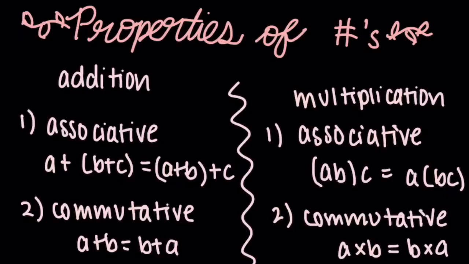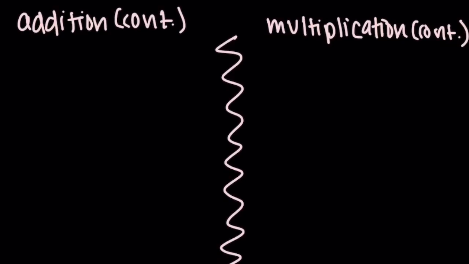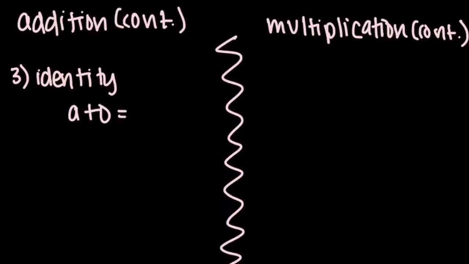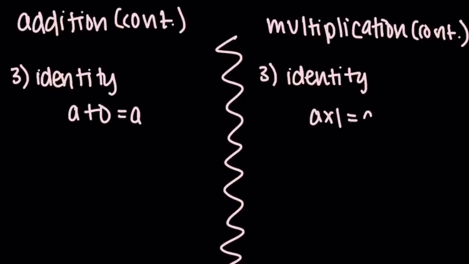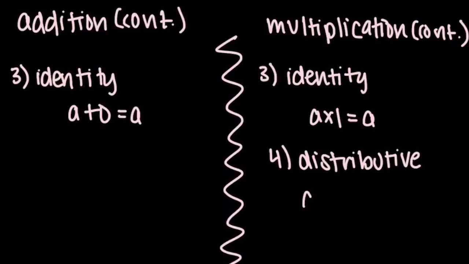The next property of addition that we will discuss is the identity property. In this property, a plus 0 is still equal to a, where a retains its identity. In multiplication, a times 1 equals a, where a still retains its identity. The final property we will discuss is the distributive property. This is seen when a times the quantity of b plus c is written out as ab plus bc because the a is being distributed to both terms.